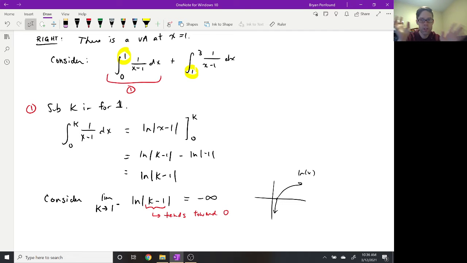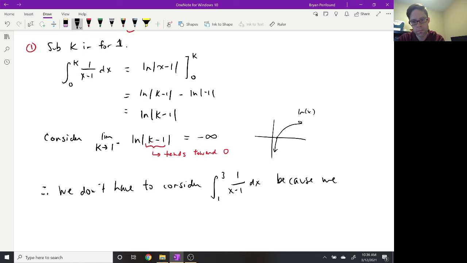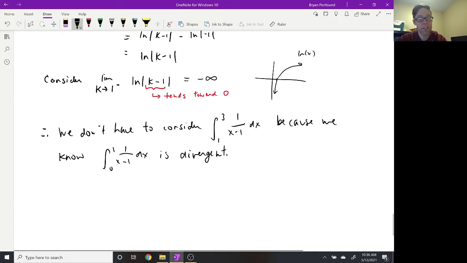But as soon as one of the two integrals that we're looking at is divergent, then we know the entire thing is going to be divergent. So therefore, we don't really have to consider the second one. So we don't really care about this second integral. And that's because we know the integral from 0 to 1 is already going to be divergent. So as soon as 1 is divergent, then we know that overall starting integral is going to be divergent as well. So therefore, our integral from 0 to 3 of 1 over x minus 1 is divergent.